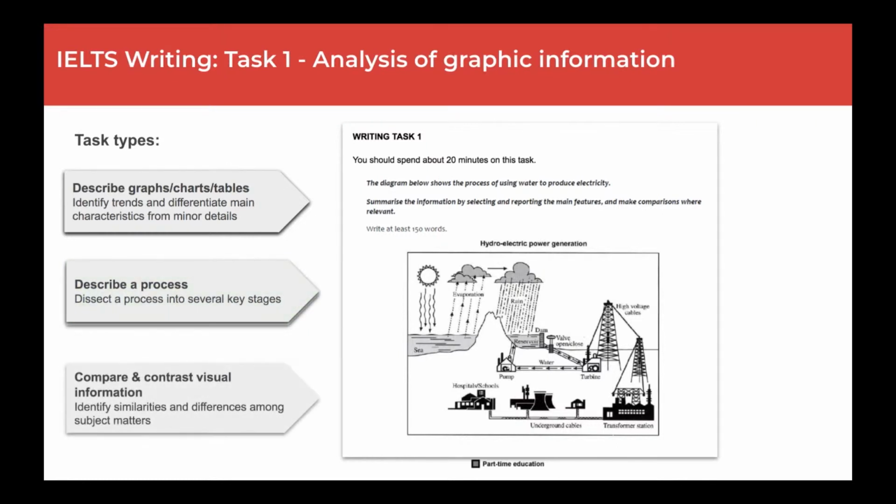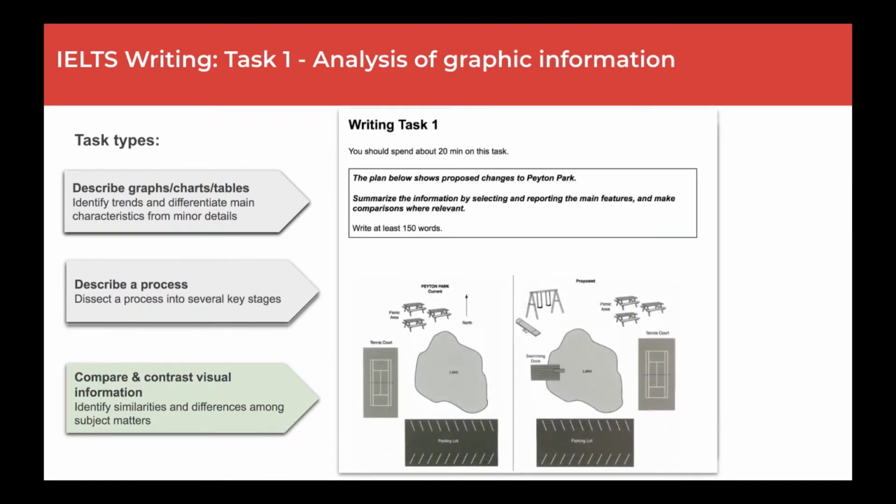And the third one is where you are asked to compare and contrast visual information. Again, we have an example of a park, Peyton Park, and its current stage, as well as a proposed plan of renovations. And so this essay would be different in terms of structure, because what you actually have to do is to compare what will remain similar and what will be different, and hence organize the essay accordingly.